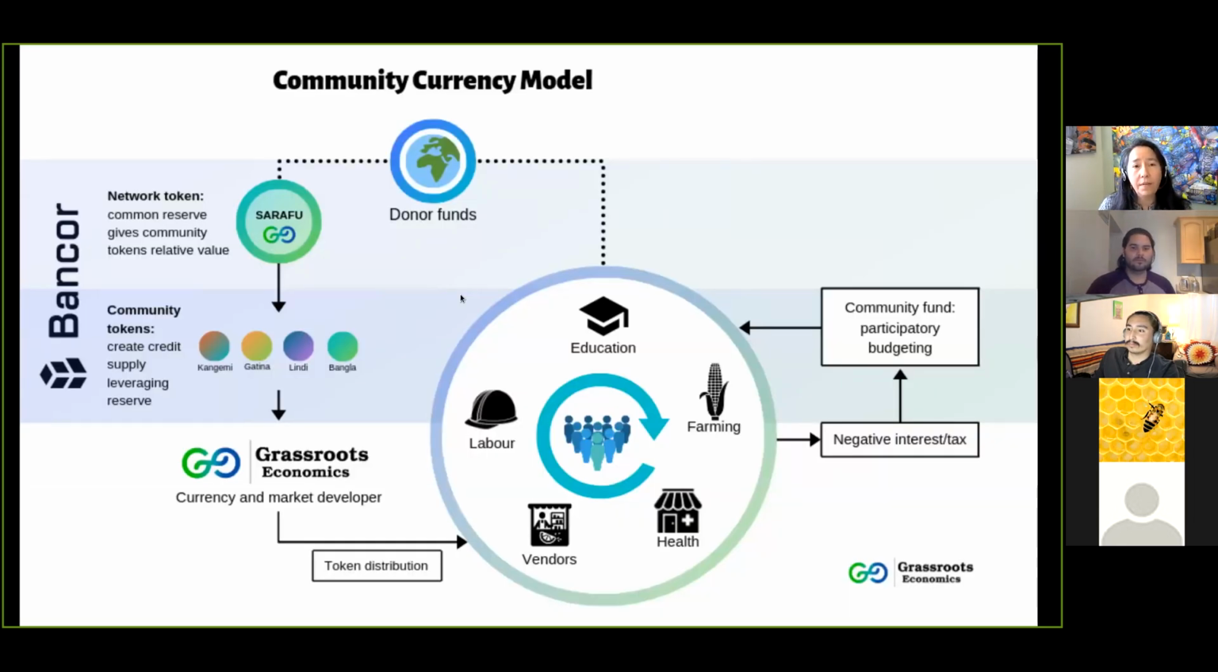So another example of a community currency is the community inclusion currencies that's being done in Kenya. You have the donor funds coming in. You have your network token called a Serafu, and then that breaks up into these smaller tokens, which are based on chamas in Kenya. You could call them tribes. And so these community tokens then go into the chama, and then they can use it to pay for farming, labor, education, vendors, health. And so this is a successful project that's happening out there on the blockchain with these community tokens. And you can go to grassrootseconomics.org to look a little bit more about what they're doing.